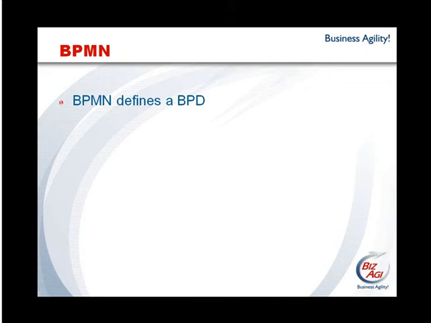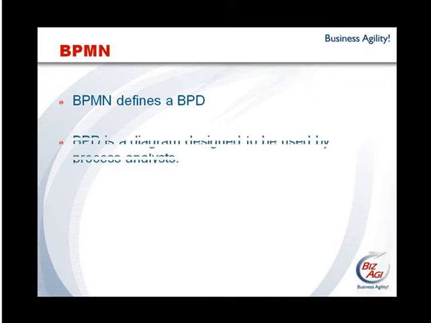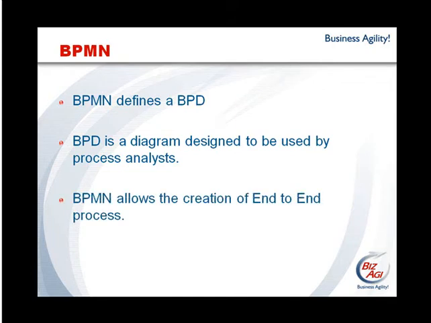A business process diagram is a diagram designed to graphically represent the sequence of all the activities that occur during a process, to be used by process analysts who design, control, and manage processes. BPMN is designed to cover different types of process modeling and allows the creation of an end-to-end business process. In this way, a business process diagram may contain various processes.